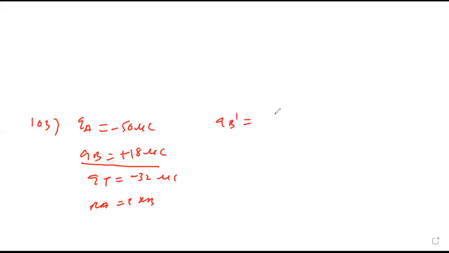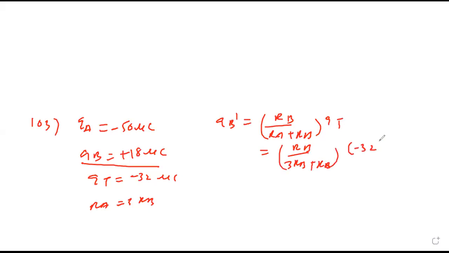Charge on sphere B is RB upon RA plus RB into total charge. RB upon 3 RB plus RB into total charge, minus 32. That is RB upon 4 RB into minus 32, equals minus 8 microcoulomb. So charge on B is minus 8 microcoulomb.